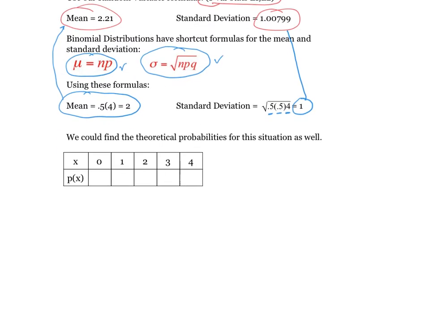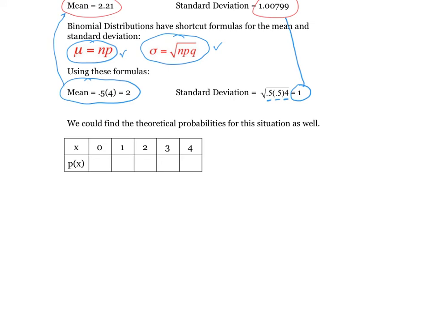We could also find the theoretical probabilities for the situation as well. Okay, so the chance of getting no boys would be getting 4 females in a row, and that chance would be 0.5 to the 4th, which is pretty easy. I'll do it on my calculator quickly here. That's 0.0625. So that would go here.